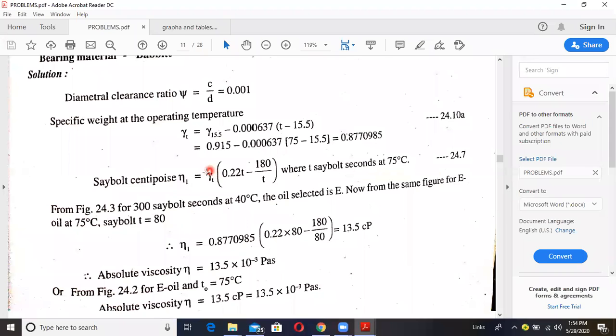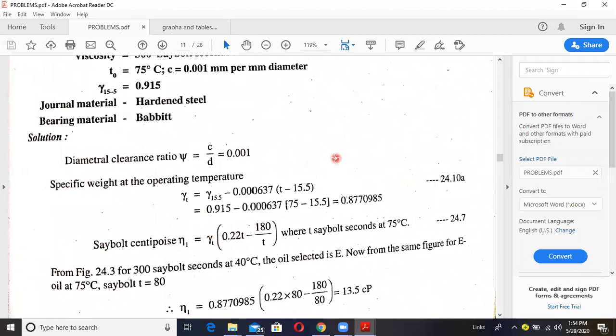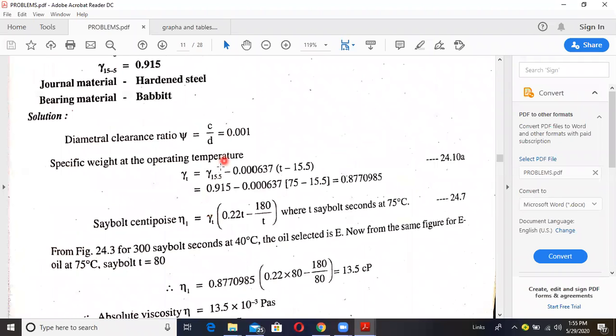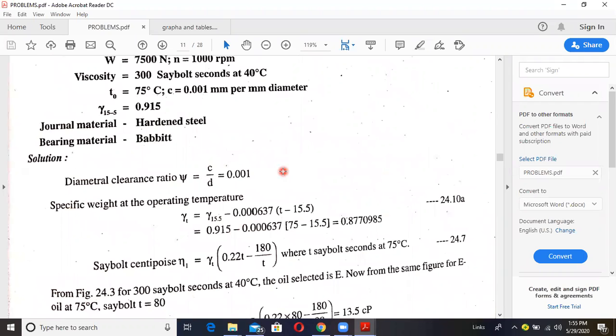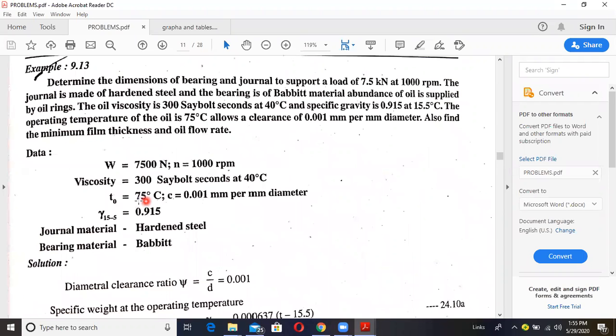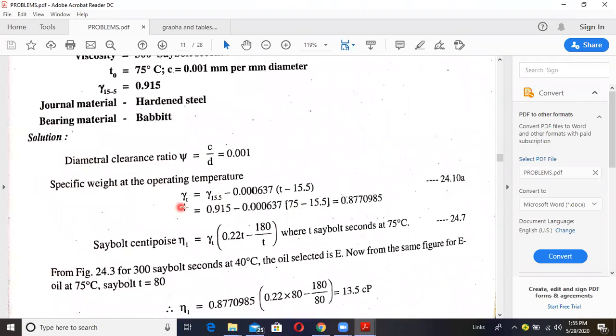Now we are going to calculate gamma T at operating temperature. That formula is gamma 15.5 minus 0.000637 (T minus 15.5). So substitute gamma 15.5, given in the question, that is 0.915, minus this. T is nothing but operating temperature, which in the question is given as 75. Why we have to substitute operating temperature: because we are calculating gamma at operating temperature. So we will get gamma at operating temperature, specific gravity.